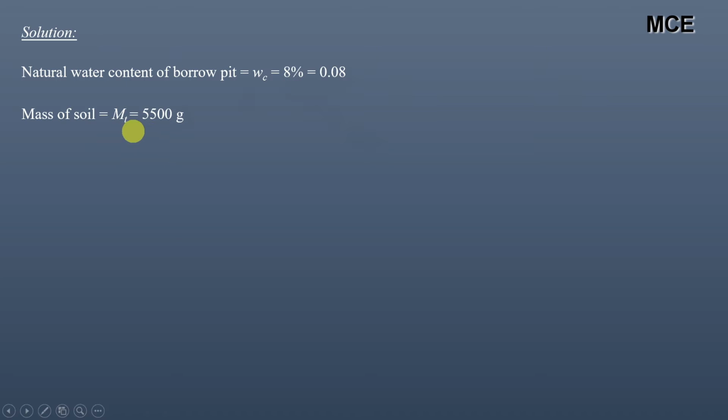So for our soil sample, the natural water content of this borrow pit soil is 8% or 0.08. Total mass of the sample is 5,500 grams. We know that water content is given as mass of water divided by mass of solids. So since water content is 0.08, mass of water is 0.08 times mass of solids. This is for the borrow pit soil.